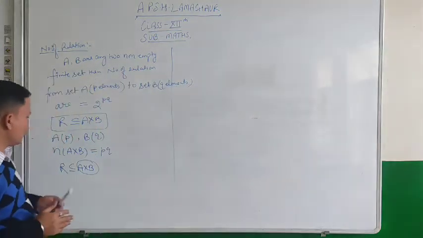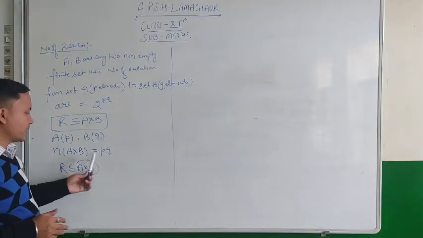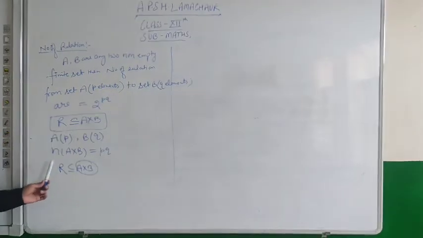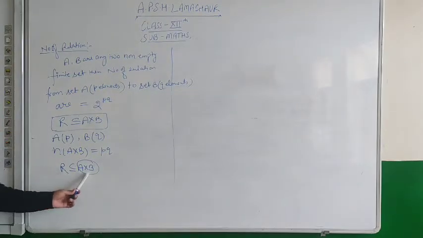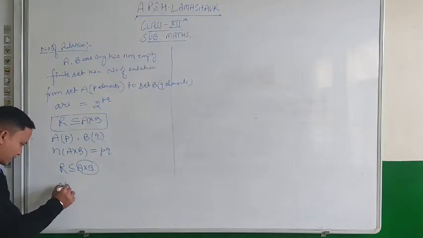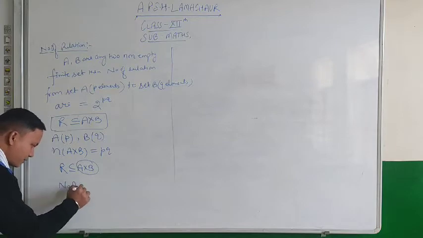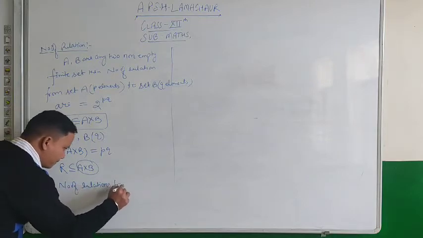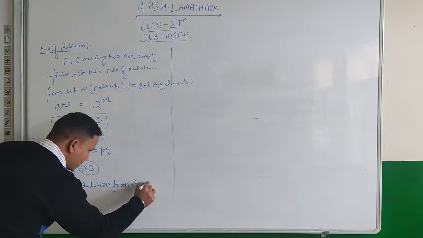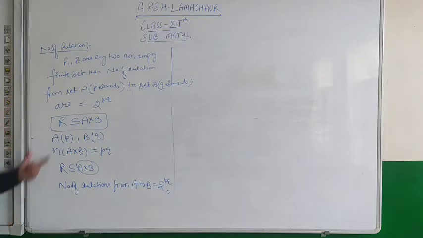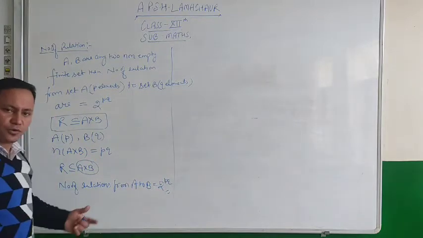Okay, so number of elements in Cartesian product A cross B are PQ. Since R is subset of A cross B, so number of elements in the subset of A cross B will be 2 raised to the power pq. So number of element, number of not element, number of relations from A to B will be 2 raised to the power pq. Okay, so this is all about number of relations.